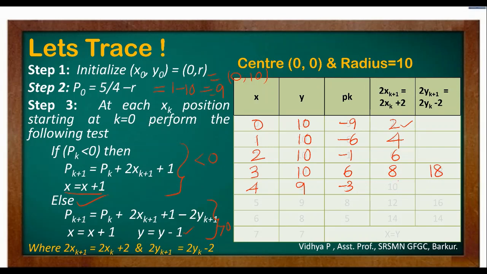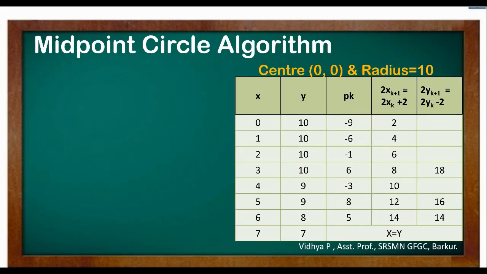We just increment the x value by 1 and keep the same y value and calculate the new pk. pk is equal to pk plus 2xk plus 1 plus 1. 2xk plus 1 is 2 into 4 is 8, 8 plus 2, 10. So that is equal to minus 3 plus 10 plus 1, that is 8. Like this, we calculate all the points and we stop when x is equal to y, that is x and y is equal to 7.